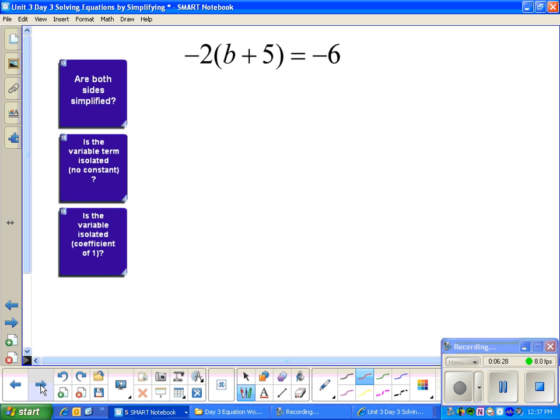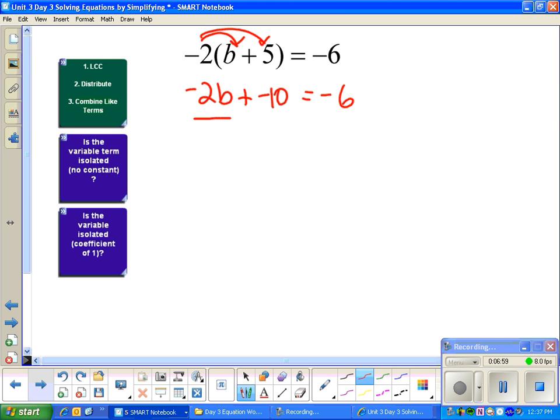Okay, first question, are both sides simplified? Let's see if I can remember to flip all these. They're not simplified, so I'm going to multiply both b and 5 by -2. That's my distributing step. So I end up with -2b plus -2 times 5 is -10 equals -6. I'm going to combine like terms.